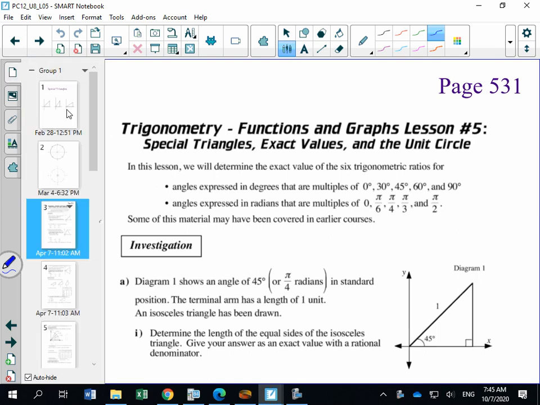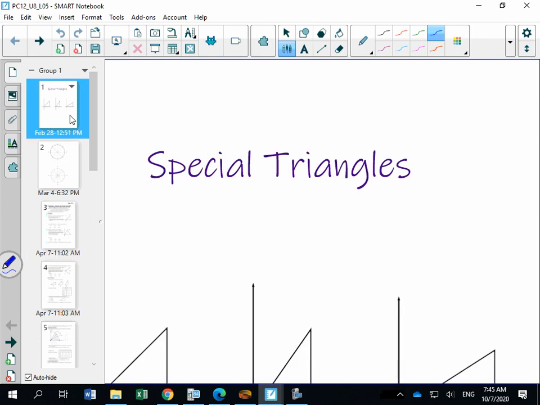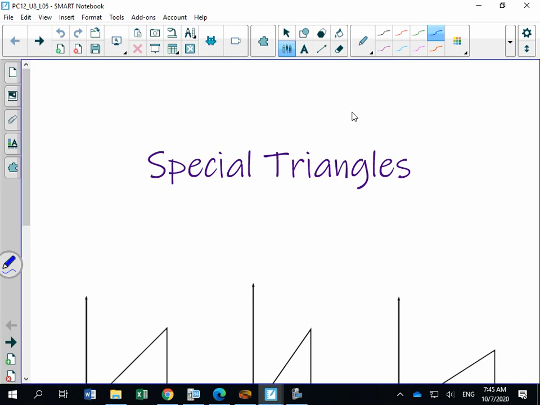And you need this handout. There should be a 2-page handout that you would have gotten in class, or I will upload blank copies on the classroom. So before we start with actually labeling the unit circle, you need to understand special triangles.